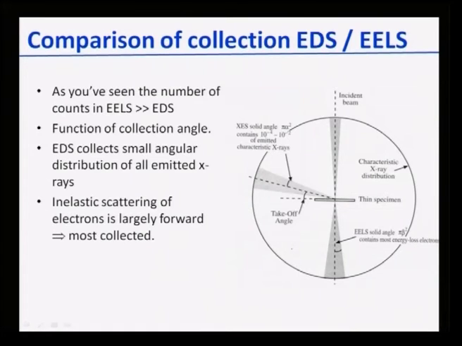And both of them function as a function of collection angle. EDX collects a small angular distribution of all the emitted X-rays, but in EELS, inelastic scattering of electrons is largely forward scattered, so they are collected, and that is why the signal is more, so there will be higher quality of data. Now it can be shown here also. You have a thin specimen here, electrons are falling from the incident beam, and X-rays are generated, detected by the EDS detector, which normally contains this basically within a small window. You can see this is the window, which normally contains 10^-4 to 10^-2 of the emitted X-rays.